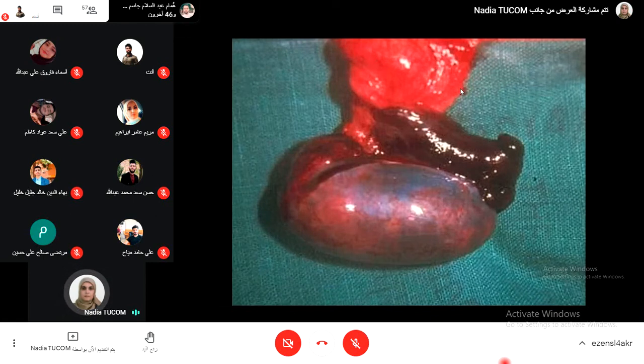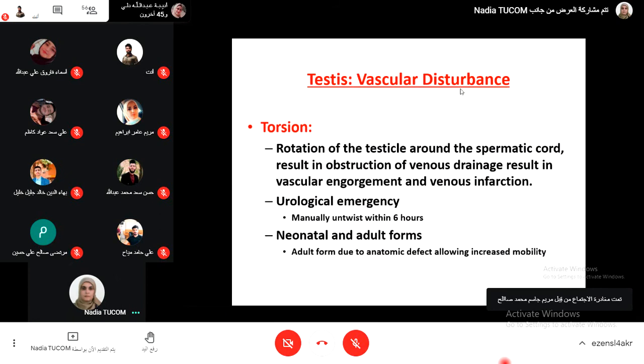At the start they try manual untwisting, manual treatment. If manual untwisting is done within 6 hours, and if it fails, surgical removal is needed, or hemorrhagic necrosis can develop as a complication.